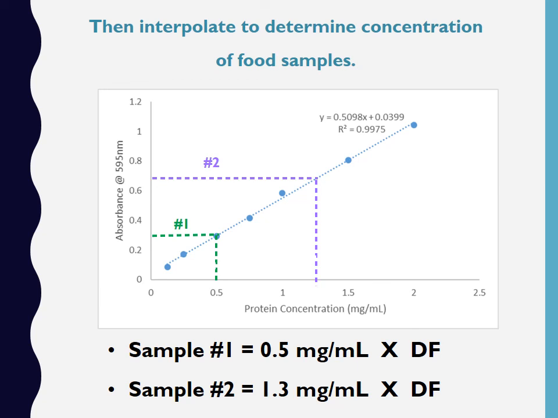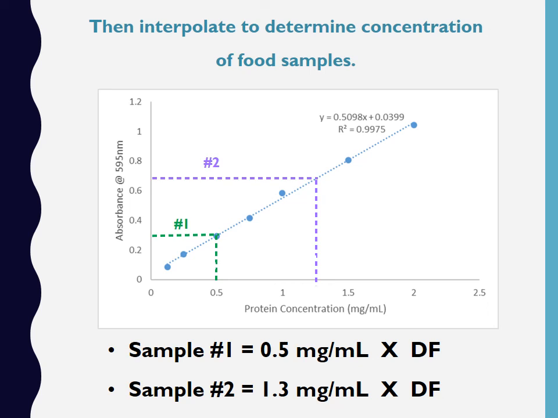So let's suppose you diluted your sample 1 to 10. That means you would multiply 0.5 by 10. If you had done a 1 to 50 dilution, you would need to multiply 0.5 by 50. You'll need to do the same thing for sample 2 if it was also diluted. Depending, you may not have had to dilute your sample. If you did not have to dilute your sample, you will not need to multiply by a dilution factor. Okay? So you only use the DF if you actually had to dilute your samples.